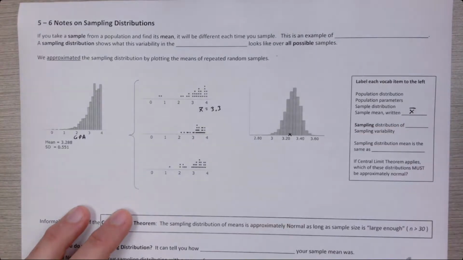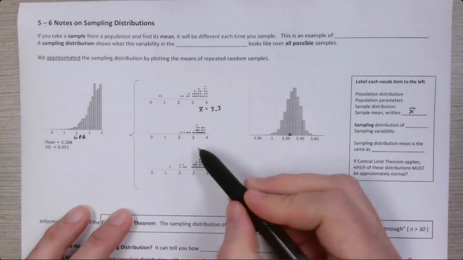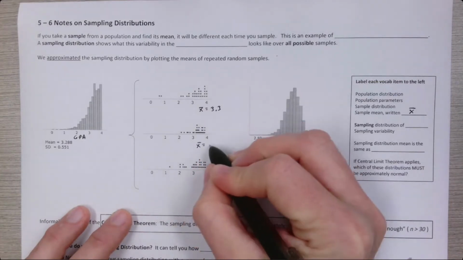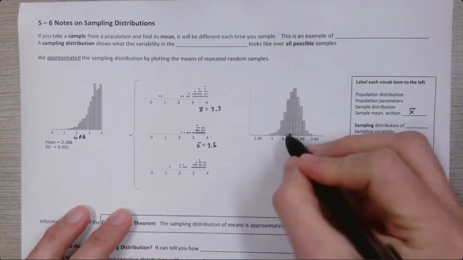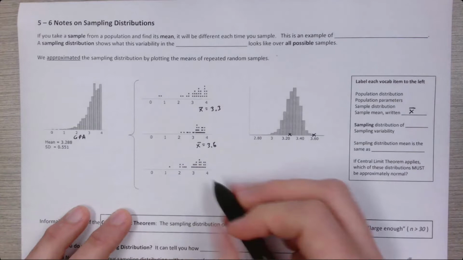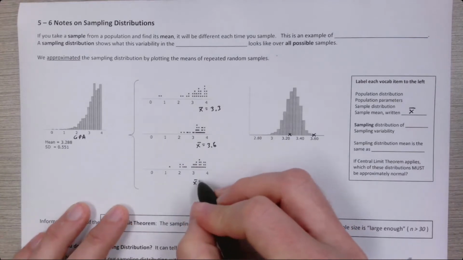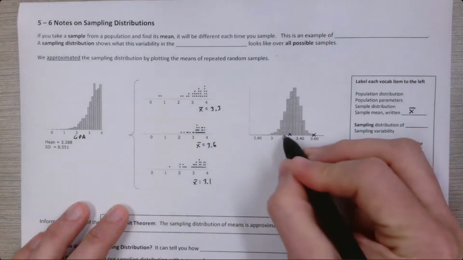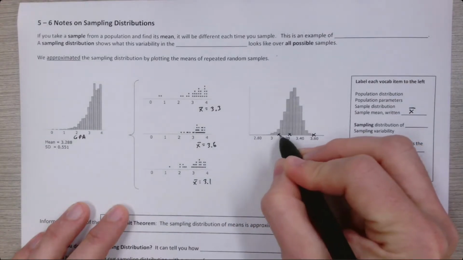Okay, and so then we take another random sample of 30 students and we find the sample mean. And let's say this one turns out to be 3.6. And so then we'd plot that over here. And then we take another random sample of 30 college students and find its sample mean. And let's say this one ends up being 3.1. And so then we'd plot that, here-ish.